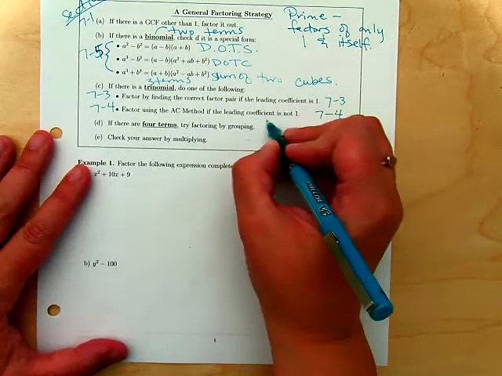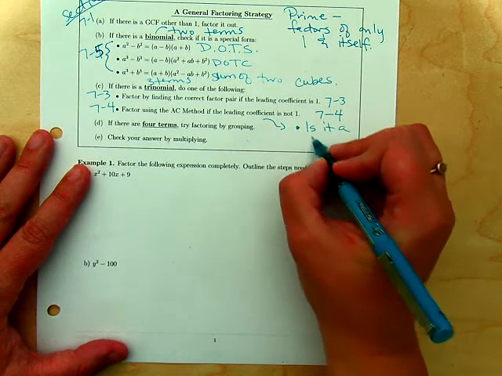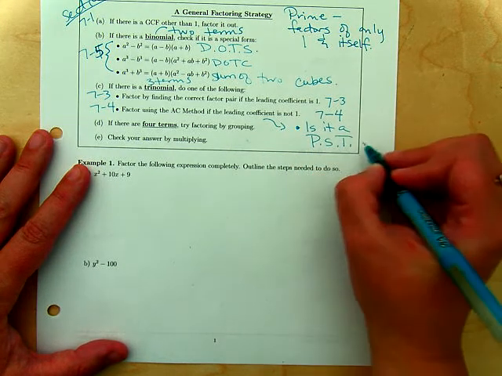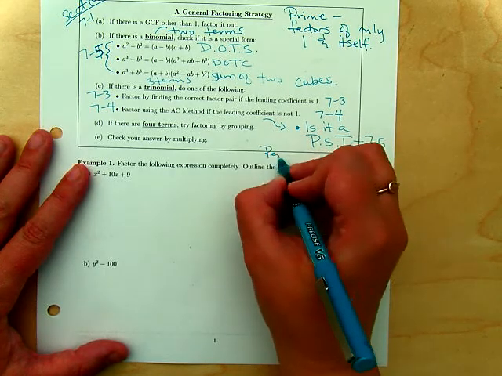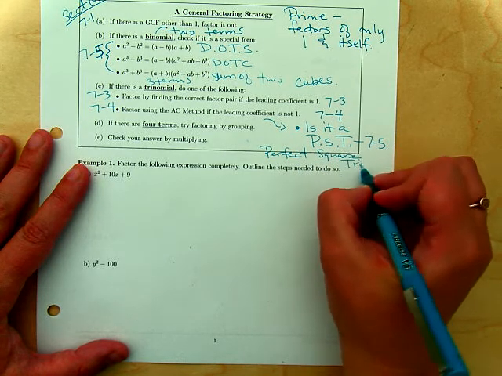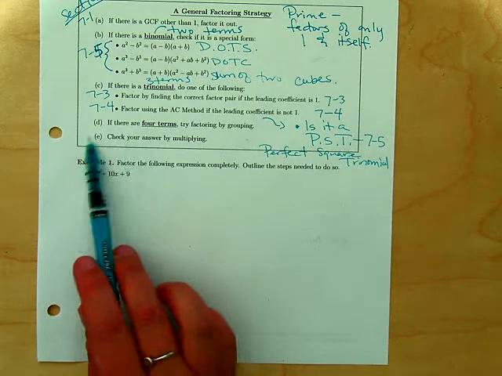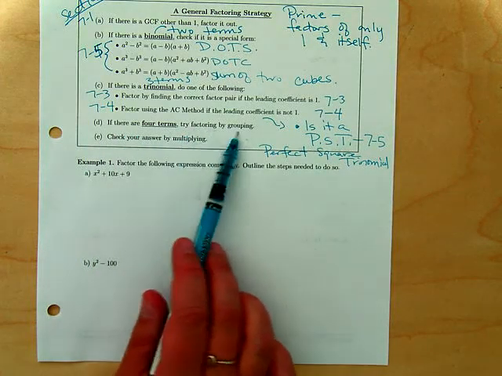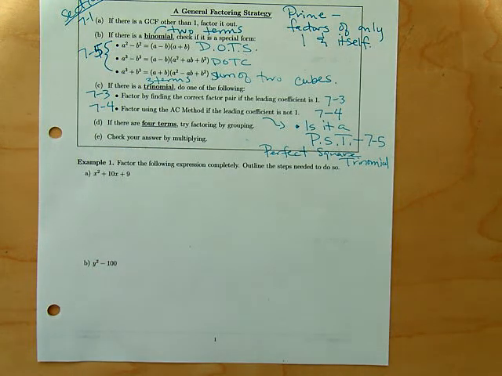PSTs. I would add to the trinomial list, is it a PST? And you can look for that in section 7-5. PST stands for perfect square trinomial. Okay? And then Step D, if there are 4 terms, remember factor by grouping, and then check your answer by multiplying. What was the special acronym that you used to multiply 2 binomials once they're factored?